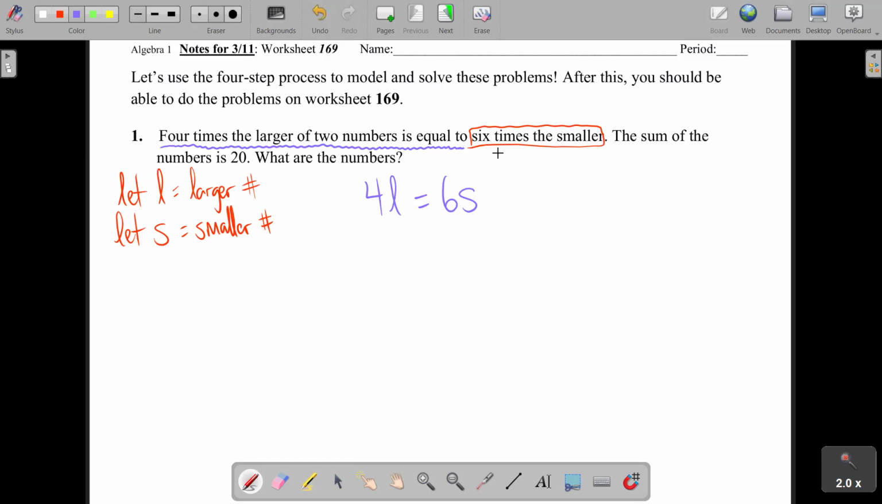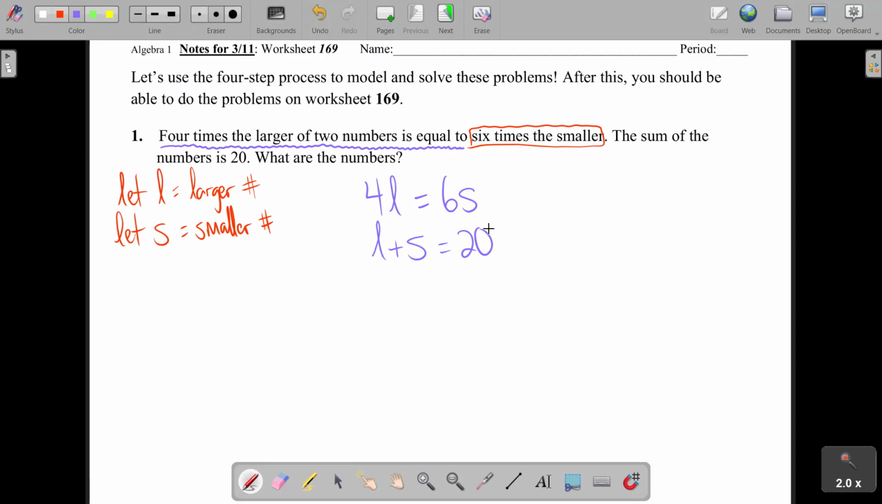And then the next equation is something that you've seen many times by now. I'm not even going to underline or chunk read it. What does it mean when it says the sum of the numbers is 20? Every time, L plus S equals 20, plain and simple. So I think this is our first real example of a problem where you look at it and you could go either way. I could be sold either way.